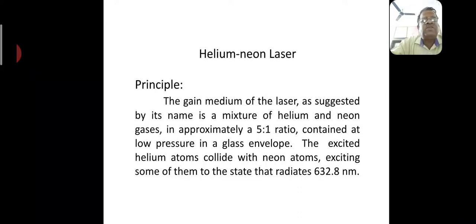First, the gain medium of the laser, as suggested by its name, is a mixture of helium and neon gases in approximately 5:1 ratio, contained at a low pressure in a glass envelope. The excited helium atoms collide with neon atoms, exciting some of them to the state that radiates radiation of wavelength 632.8 nanometer.